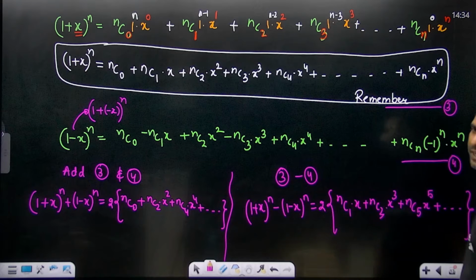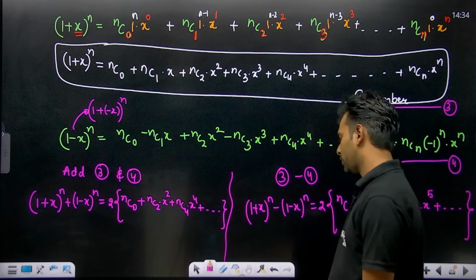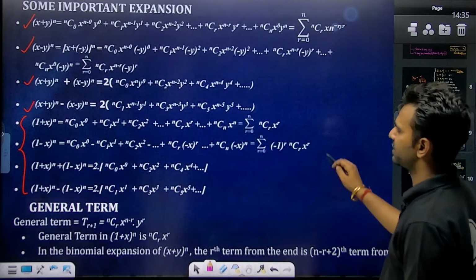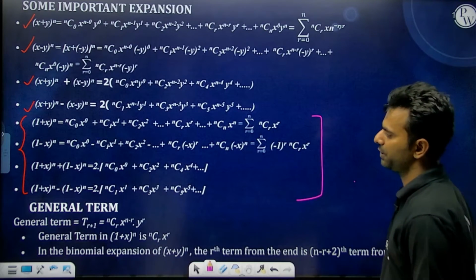Alright, is anyone having any difficulty in this? Feel free to reach out to me, kids. There has to be no difficulty at all. So these are the 4 things that we have just seen. So do remember all these things as well.